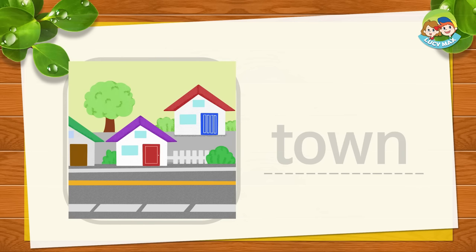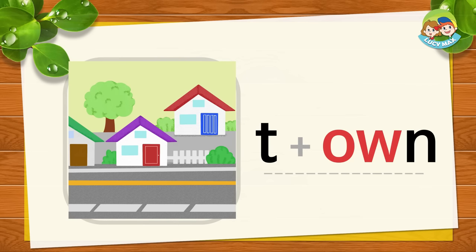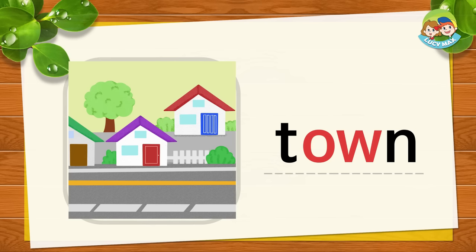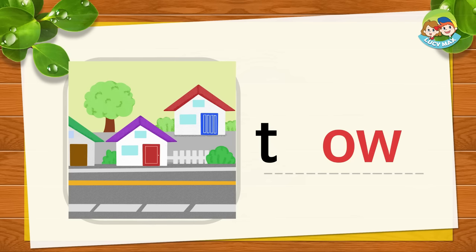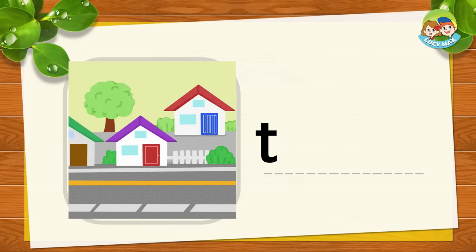This is a town. T, ow, n. Together is town. T, ow, n. Town. Now you try.